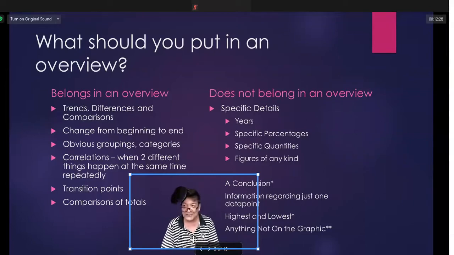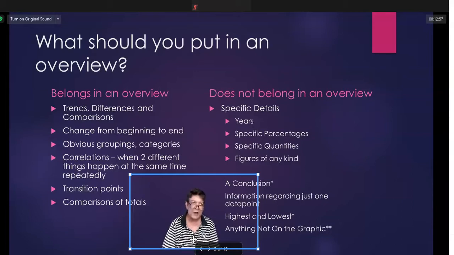Highest and lowest. Now, this is what everyone automatically runs to in their overview. Just find the highest thing and the lowest thing and report on that. I don't know who's teaching this. Sometimes, very rarely, the highest and the lowest might be the most significant feature. It'll probably get you a band 6 as an overview, because it's clearly the overview. It can be clear, but it's not the most important information.